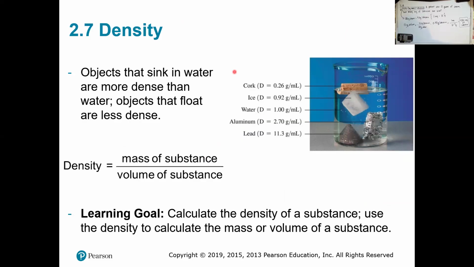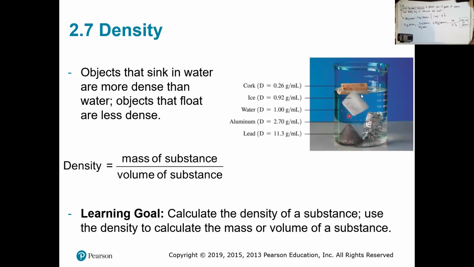Density is an intrinsic property of substances. It can help us identify substances. And when we want to calculate density, we use the density equation, which is density equals the mass of a substance divided by the volume of that substance. We can use the relative density of objects to figure out their information.